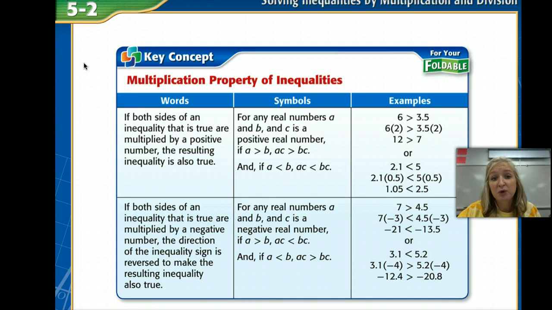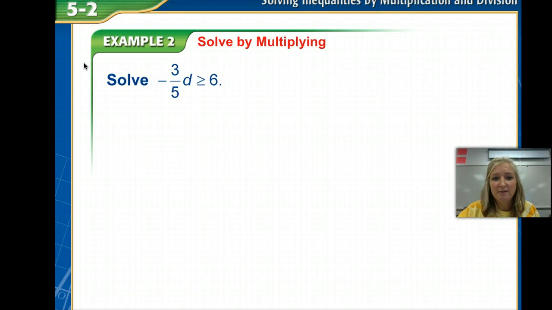What I want you to do is repeat after me. If I multiply or divide by a negative, I must flip the sign. Again, if I multiply or divide by a negative, I must flip the sign. Let's get started. Solving by multiplying.